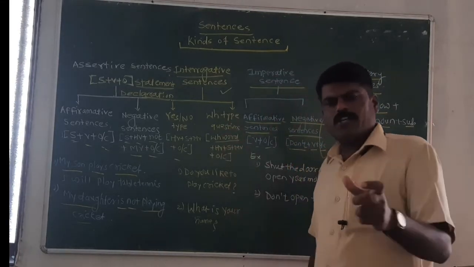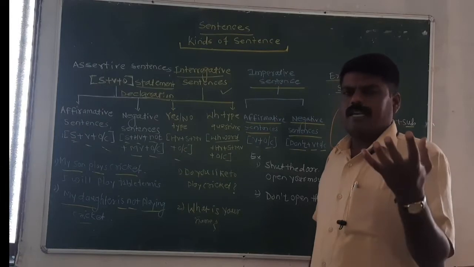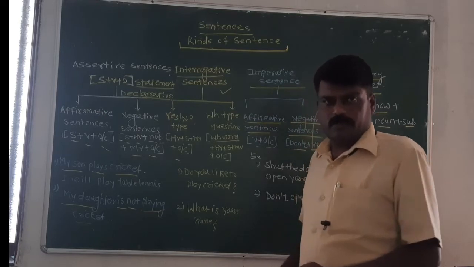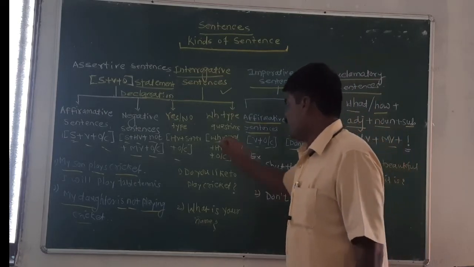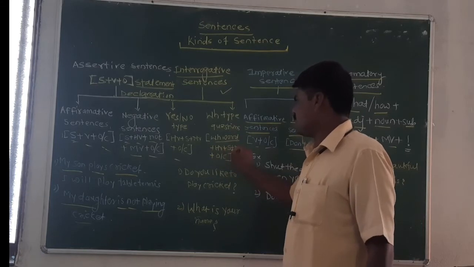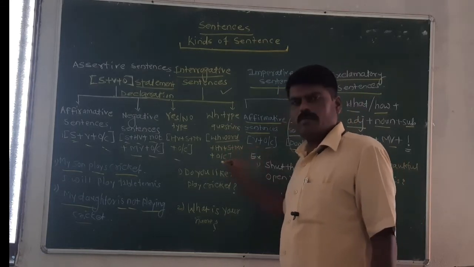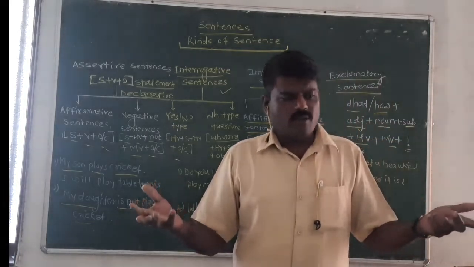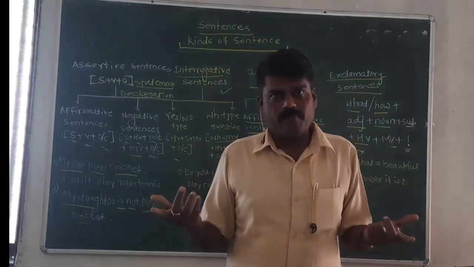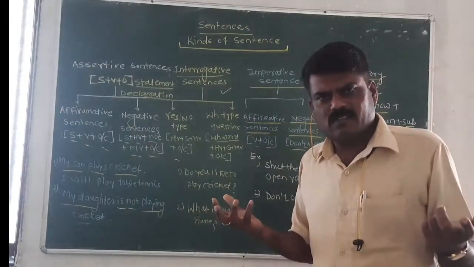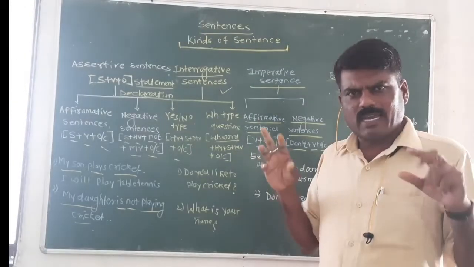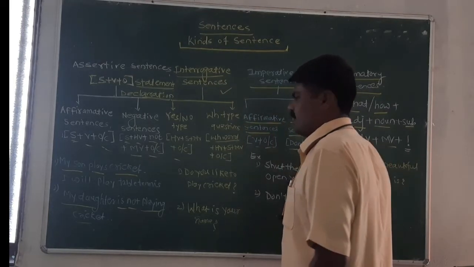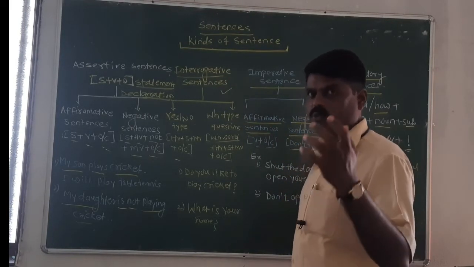The next is the WH type question. What is a WH type question? A WH type question is a question which starts with a WH word. The structure is WH word plus helping verb plus subject plus main verb plus object or the complement. The general example is: What is your name? We ask, and the answer is, my name is so and so. So that is the interrogative question. To interrogate is to ask.